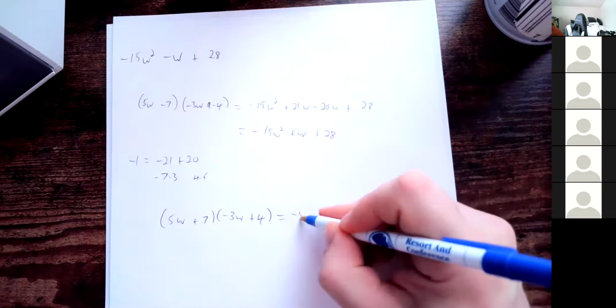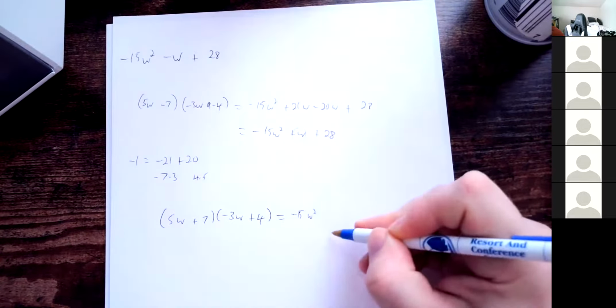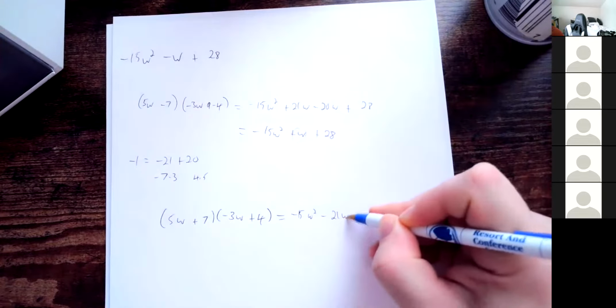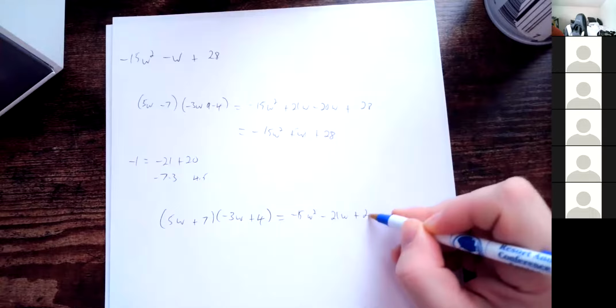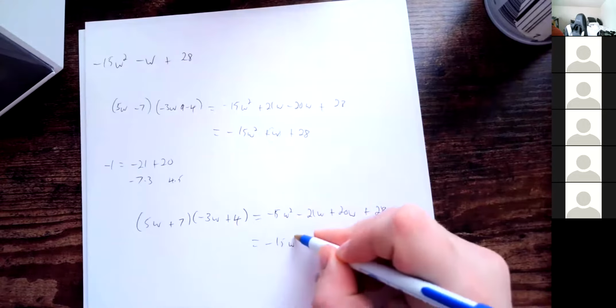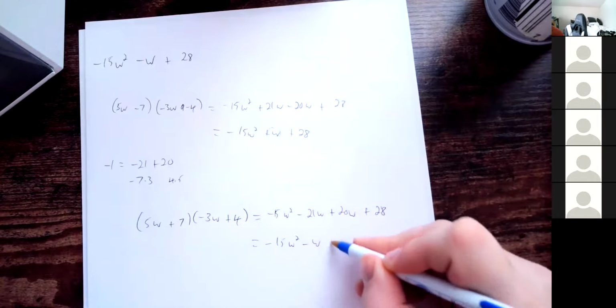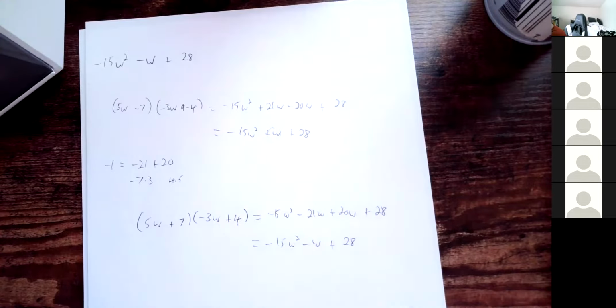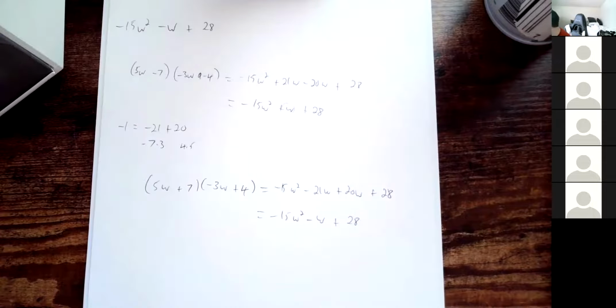So negative 15w squared minus 21w plus 20w plus 28. Collecting those middle terms, giving us minus w. So it's starting to work out. So it's an interesting game that you can play. How do you choose these factors? Definitely, it's a combination of just guessing, seeing what you get, and then reworking. Let's do one more.